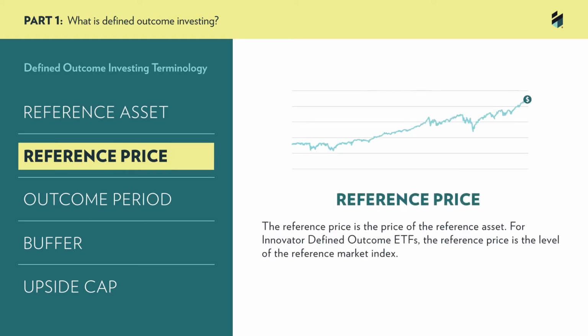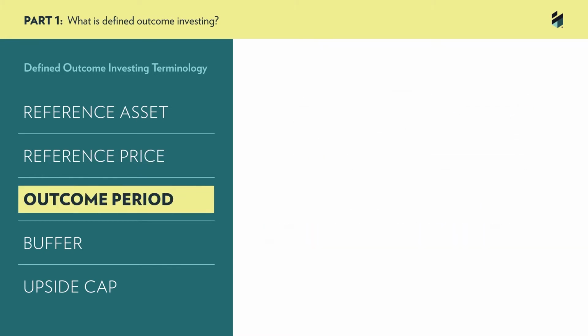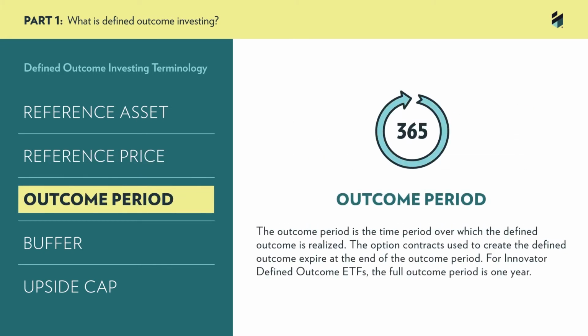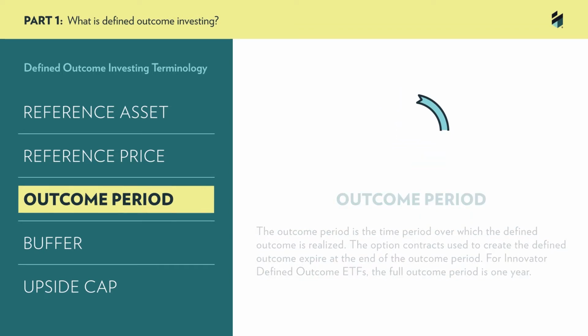Reference price. The reference price is the price of the reference asset. For Innovator ETFs, the reference price is the level of the reference market index. Outcome period. The outcome period is the time period over which the defined outcome is realized. The option contracts used to create the defined outcome expire at the end of the outcome period. For Innovator ETFs, the full outcome period is 1 year.